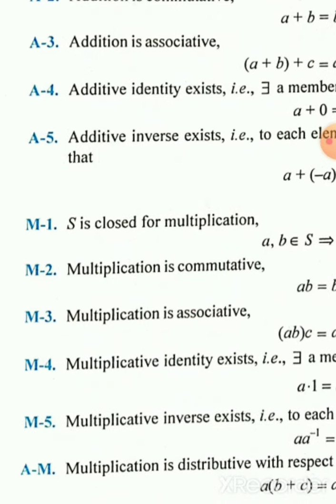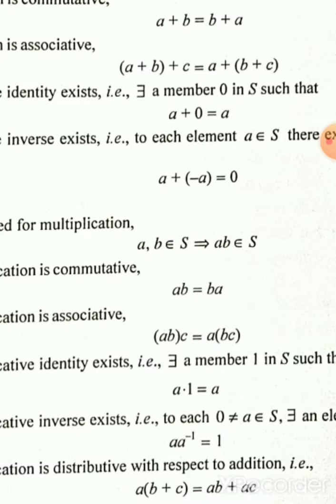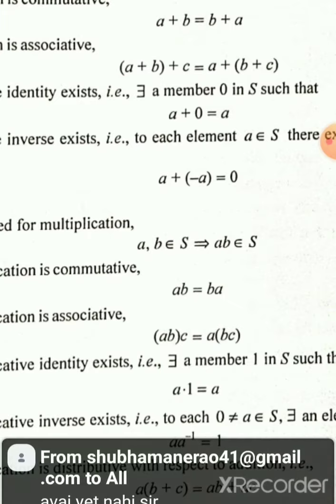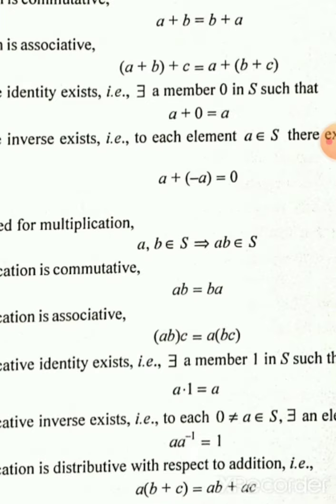Now come on to property number 4. M4 means serially it is the eighth property, multiplicative identity. So multiplicative identity must exist in S. So what is multiplicative identity? We usually denote it by 1. Therefore, for any element a, a into 1 is equal to a. This is obvious. If you multiply any number by 1, then you will get a into 1 equal to a.